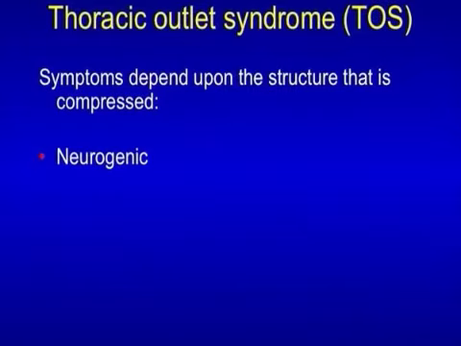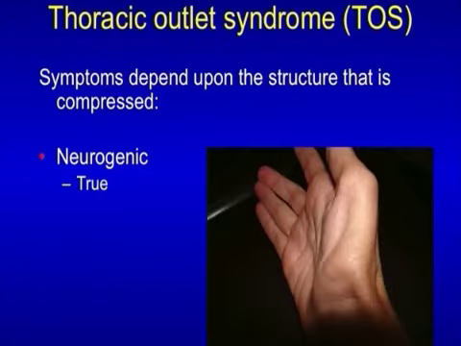So the symptoms that patients develop really depend on which structure is compressed. The far more common symptom complex relates to compression of nerves, or neurogenic TOS. That occurs in a very rare form, which is called true TOS. That has a discrete anatomic abnormality, the Gilliatt-Sumner hand, in which case the ulnar-mediated hand muscles become atrophic.